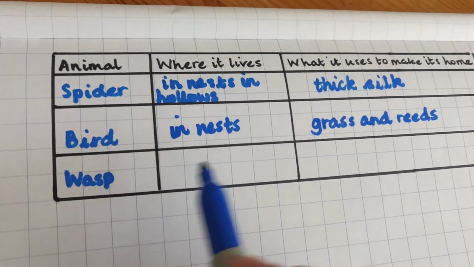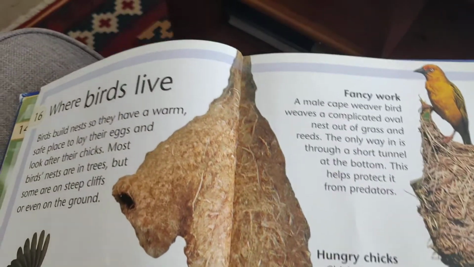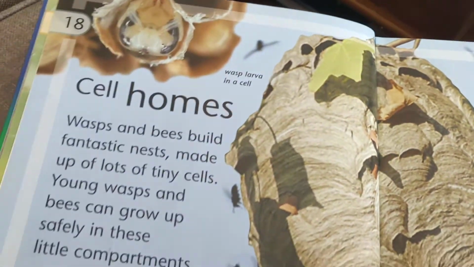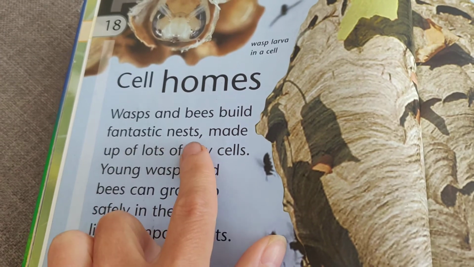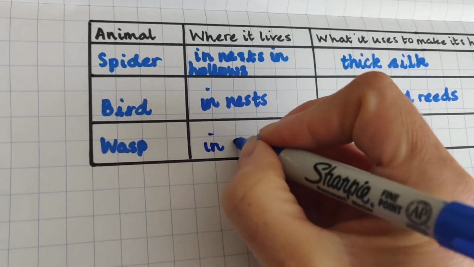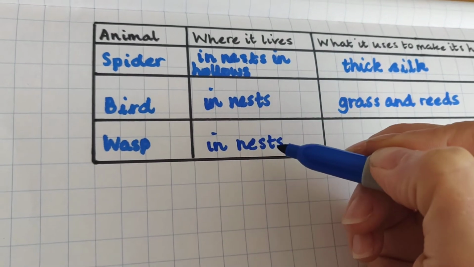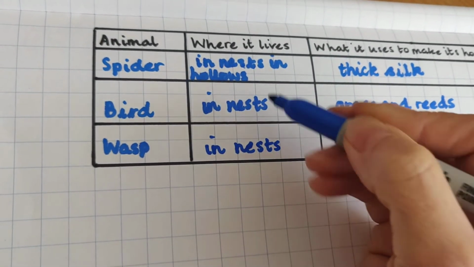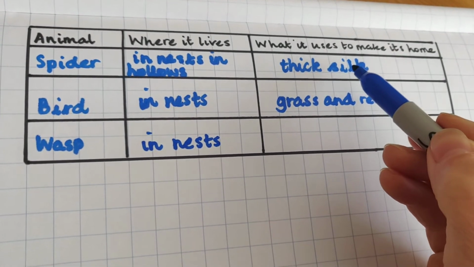Now, my last row is about wasps. So I need to find where a wasp lives. I'm going to go back to the text. I'm going to have a look at the next section about wasps. So wasps and bees build fantastic nests. So again, they live in nests. So the reader can see that actually all these three types of animals live in nests. That's something similar between them. But what it's made out of is quite different.